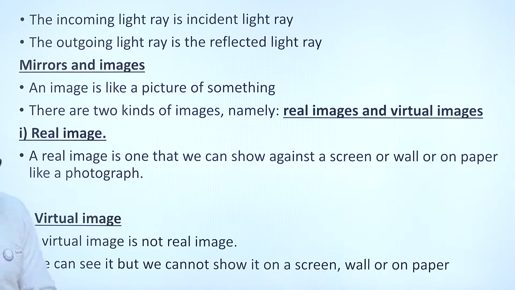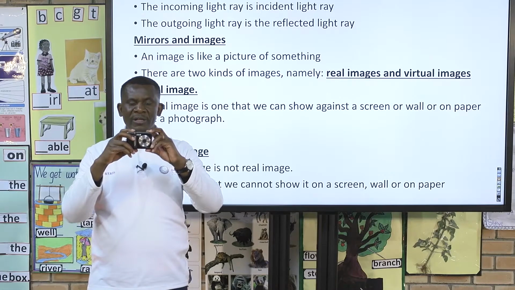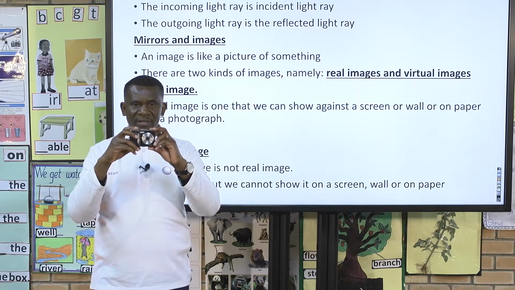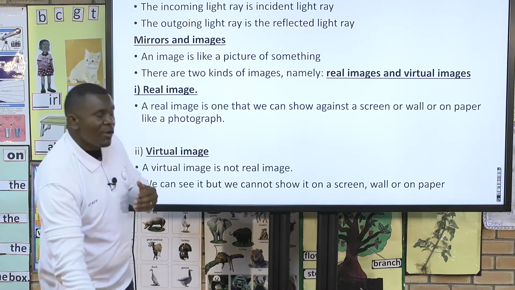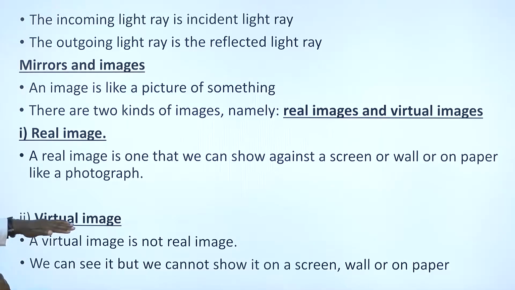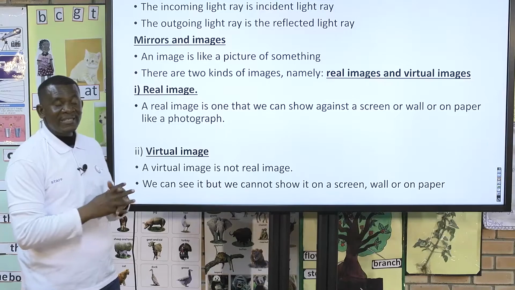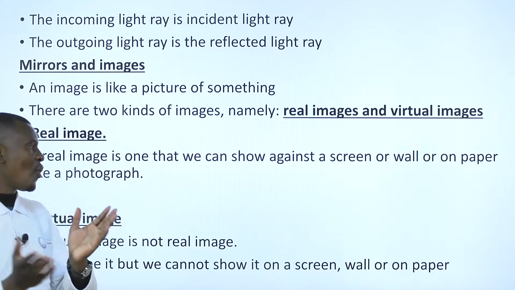For instance, if I used this camera to take you a picture, you are going to have a picture, all right? So what I'm taking is a real image. Then we have a virtual image. A virtual image is not real, and we can't see it on the screen. We can see it, but we cannot show it on a screen or wall or on a paper.